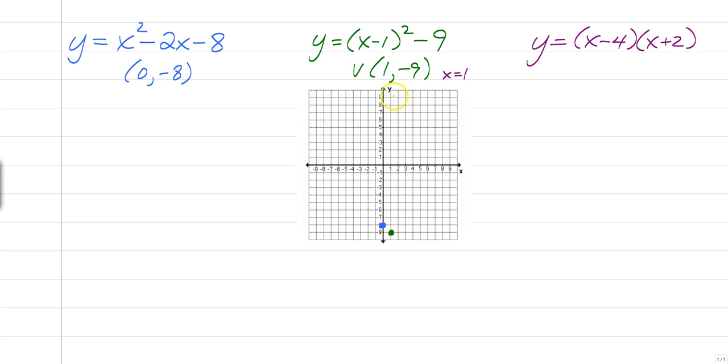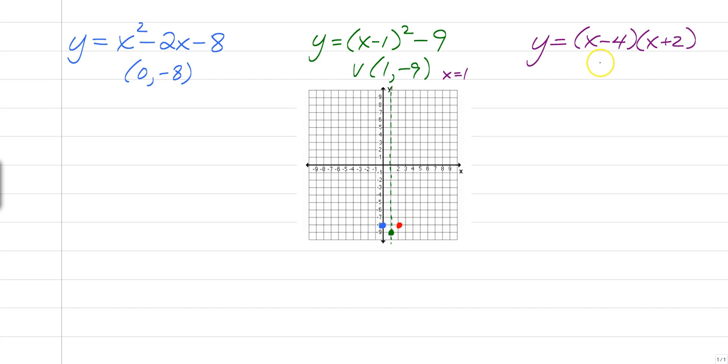So the axis of symmetry, remember that means all points are symmetrical on the left and right side of that vertical line. So I guess that means you actually know that this is another one of your points, because you have one point to the left at negative 8, so you have one point to the right at negative 8.